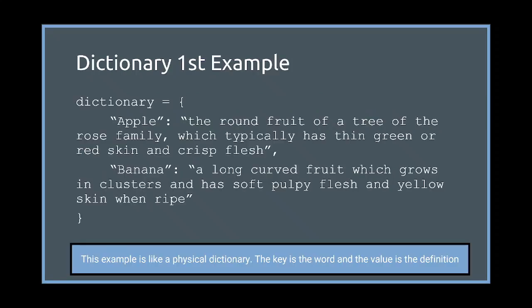Here is a real life example of that. So I've started creating a dictionary in Python of different kinds of fruit. So you can see I've called it dictionary, and then we've got the curly brackets. So in Python, these curly brackets denote that we're using a dictionary. Our key value pairs are then in there, separated by colons. So you can see there I've got apple, which is the key, and the value is the round fruit of a tree of the rose family, which typically has thin green, red skin and crisp flesh. We then also have a banana there as well. So this example is like a physical dictionary. The key is the word and the value is the definition that we are looking up.